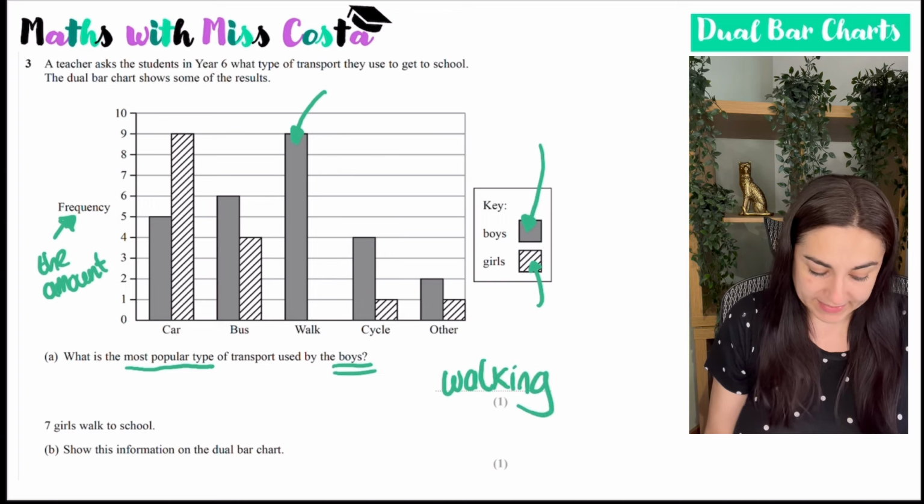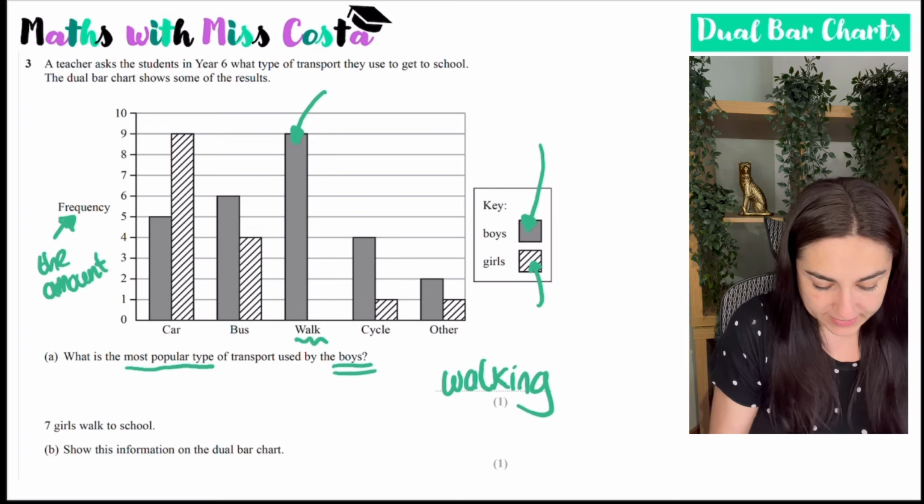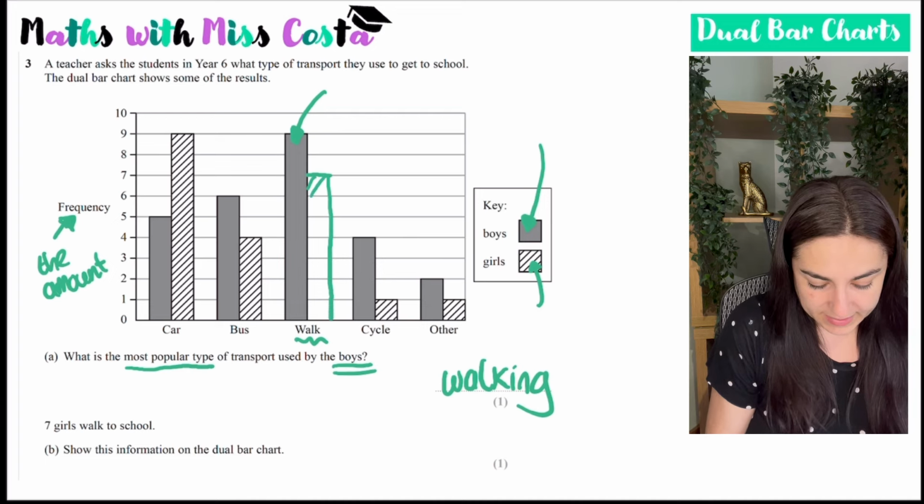The next question says 7 girls walk to school. Show this information on the dual bar chart. So walk is over here, 7 is over here. So I'm just going to draw a bar and shade it in like they have to represent the girls.